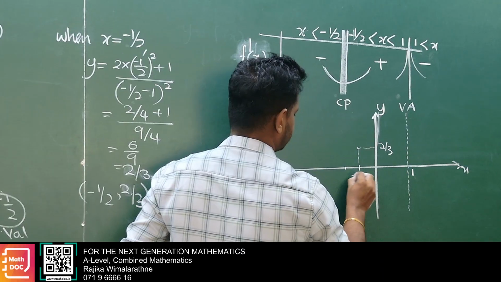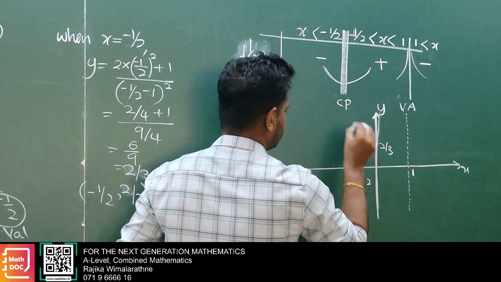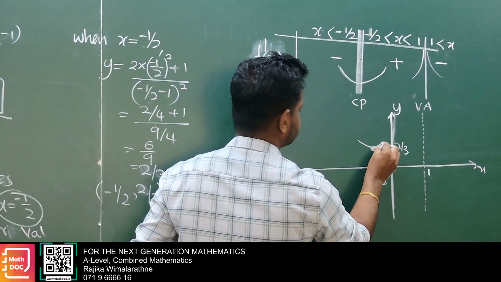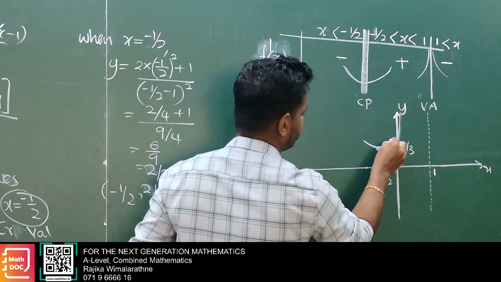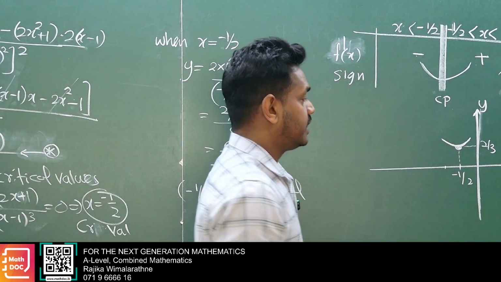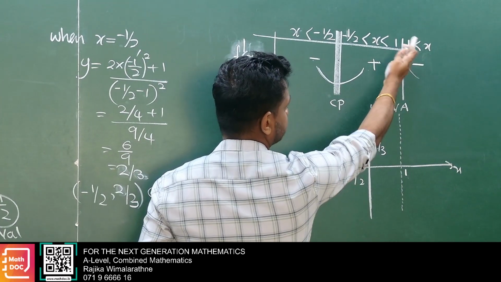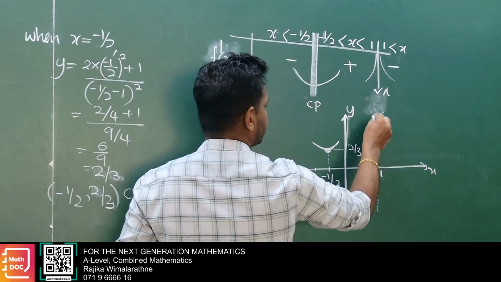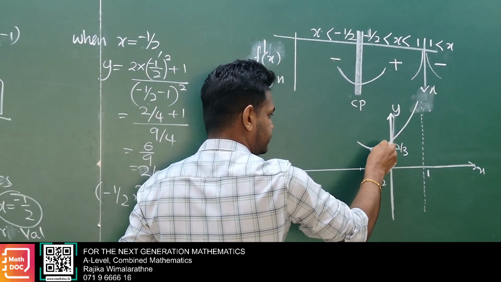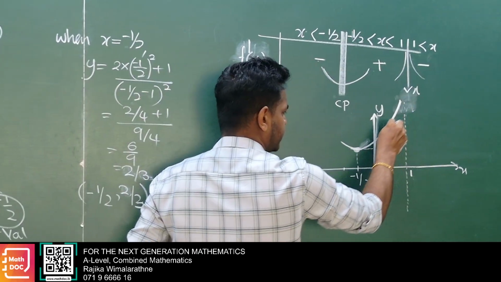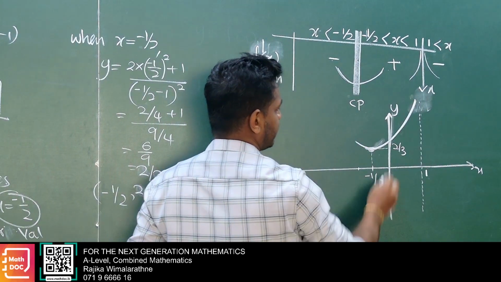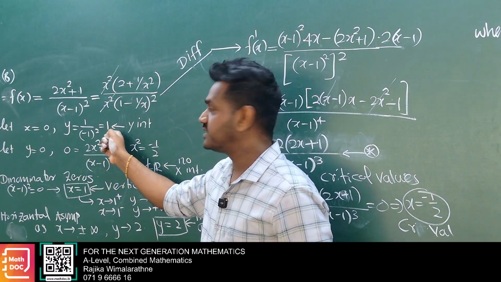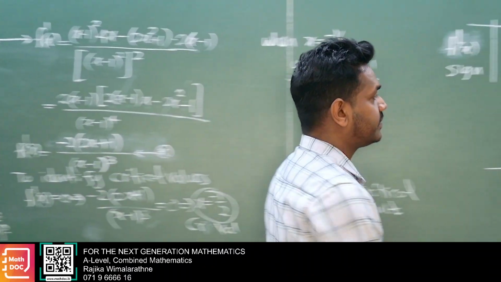Here 2/3, minus half. Here the critical point. We have identified that it is a minimum shape. You sketch a minimum shape here, at this point. Okay. Now here, the right-hand touch goes this way. You touch this way. Here the graph. Then the y-intercept, we have done that before. The y-intercept is 1. Here the y-intercept is 1.